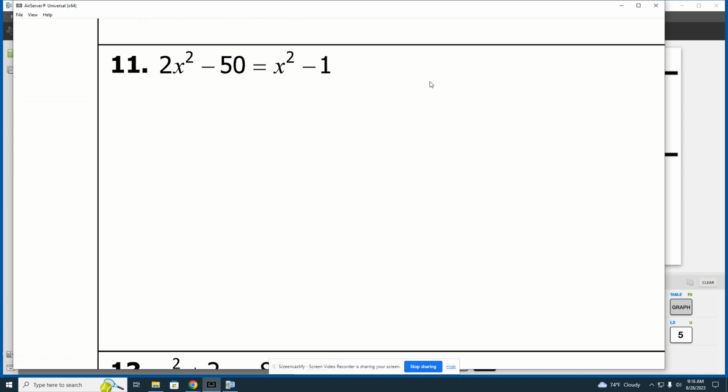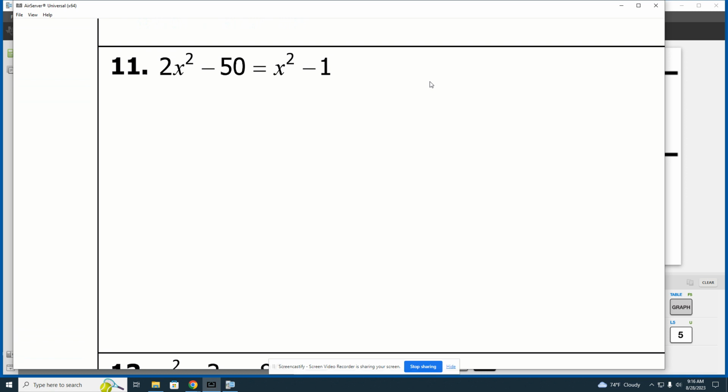Alright, what's the first step, y'all? Get everything on one side. So I'm going to subtract that x squared from what?